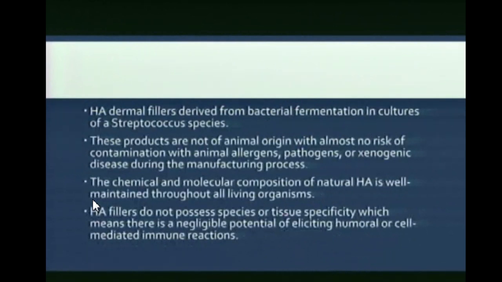How do they manufacture hyaluronic acid? It's manufactured from bacterial fermentation and culture of the Streptococcus species. This product is not of animal origin, so it's less likely to cause sensitivity and allergic reaction compared to the collagen that was used before. And the beauty is that the chemical and molecular composition of natural hyaluronic acid is well maintained throughout all living organisms. So if you see the structure of hyaluronic acid produced by bacteria, it's similar to the one we produce in our body, so that makes it more compatible and less problematic for the people.